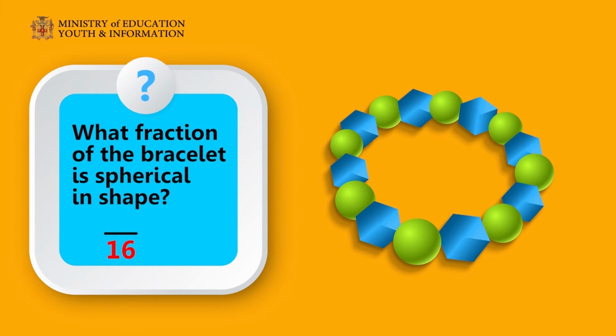Now, what fraction of the bracelet is spherical in shape? Let's count those spherical beads. 1, 2, 3, 4, 5, 6, 7, 8. Awesome. So we have 8 spherical beads. So the fraction is 8/16, or we did this before, a half.